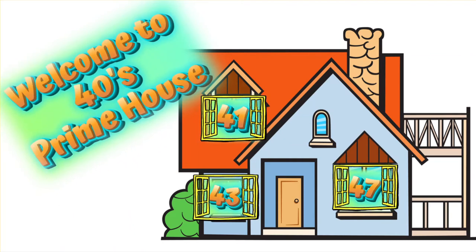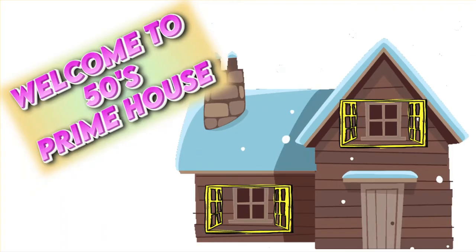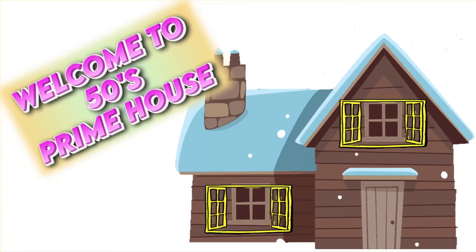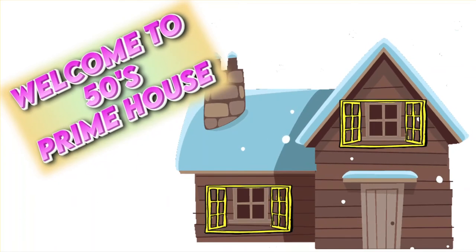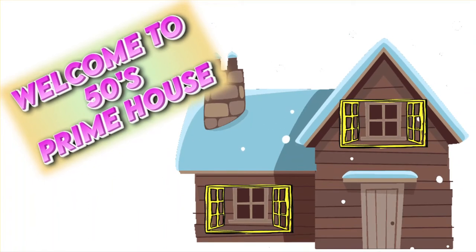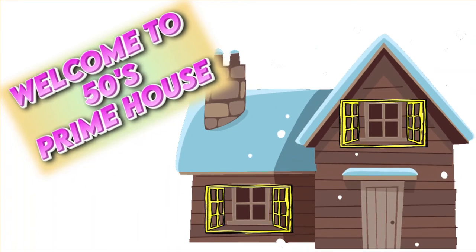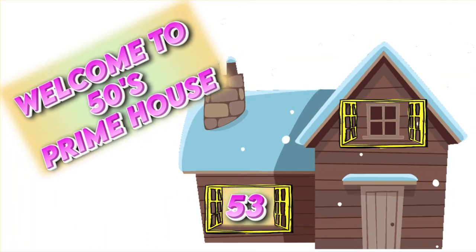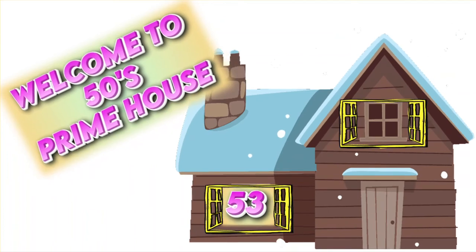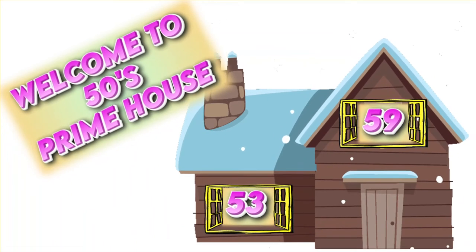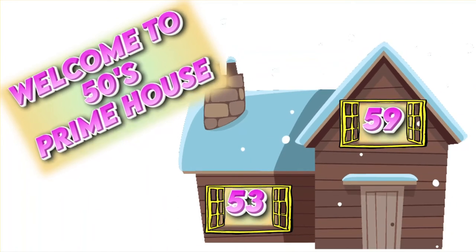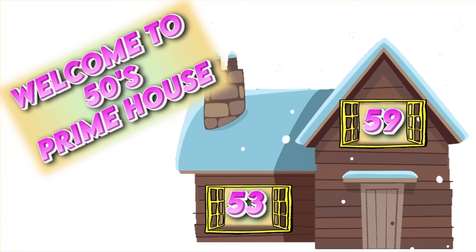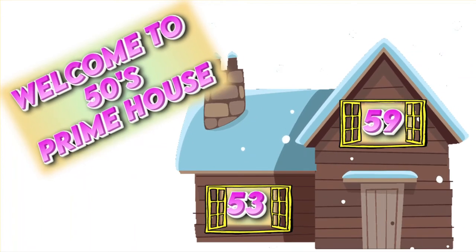Yes. Whose house are we going into next? 50. Oh, 50's house. And how many windows are there? 2. Just 2 prime numbers in 50's house. So let's find out who is there. Hello? Who is in the house? Show yourself. 53. Who else is in the house? So in 50's house, there are 2 prime numbers there, 53 and 59. Can I hear that again? 53 and 59. Let's recap.